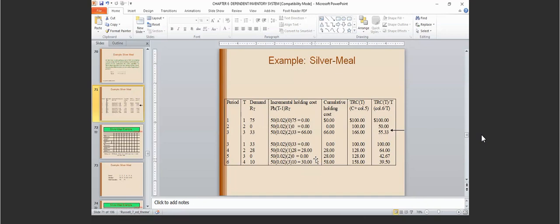30 ringgit plus with 28, the cumulative holding cost. So we have the new cumulative holding cost at the T value of 4 is 58. So the total relevant cost will be 128 plus 50. Sorry. So the total relevant cost here will be 158. Sorry, there seems to be a mistake here. Wait a moment, let me check. 128.